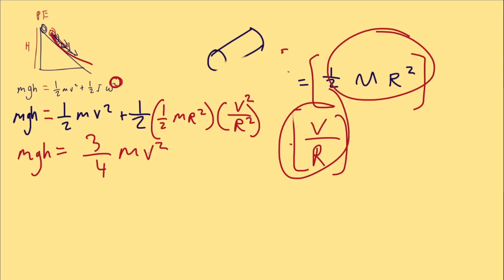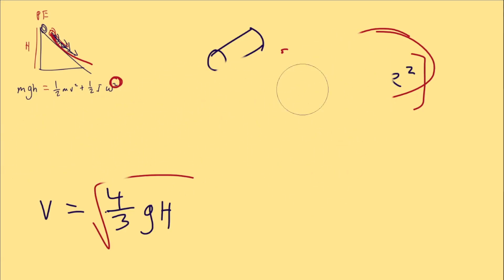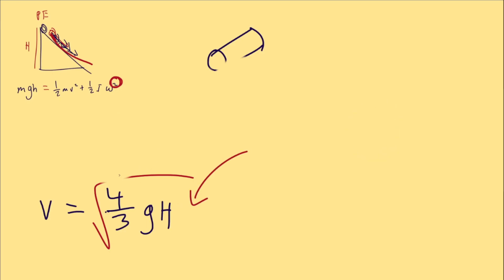Step 4, and here's the final step. All we have to do is rearrange for velocity. Once you do that, you get v equals the square root of 4/3 gh. And let's see, what does this mean for our battery? If we had real values for the mass and the height of the ramp, we would be able to plug it in here and find the exact velocity when it reaches the bottom.